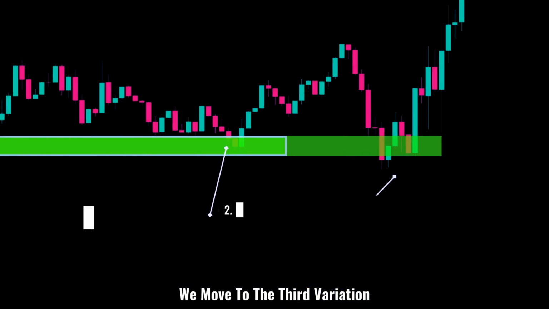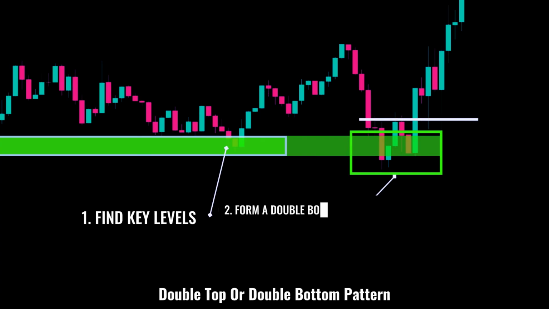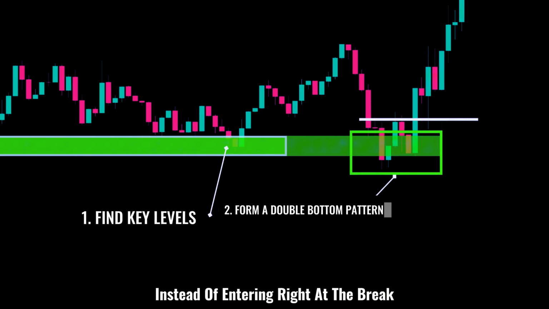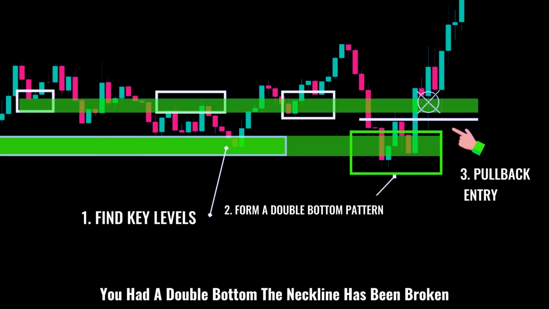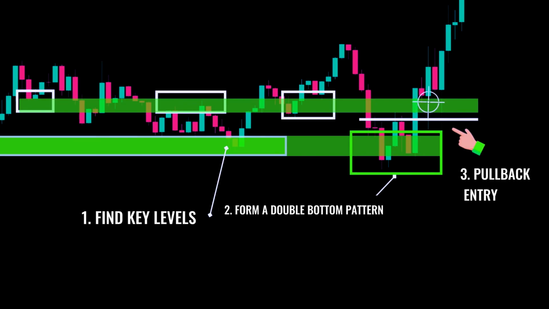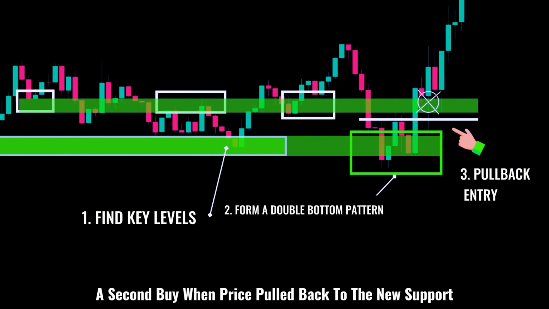We move to the third variation, double top or double bottom pattern. Instead of entering right at the break, you wait for an entry point on the pullback. Back to the XAUUSD chart example, you had a double bottom. The neckline has been broken. Instead of entering right away, you take a second buy.